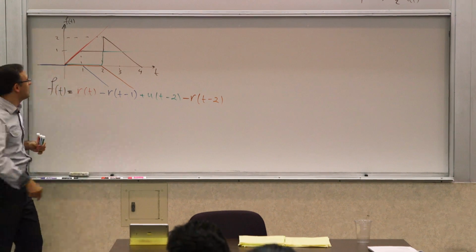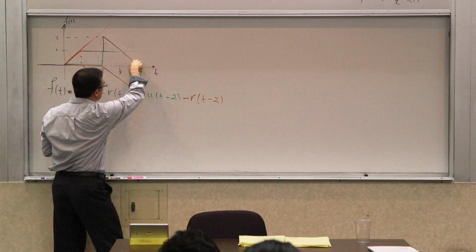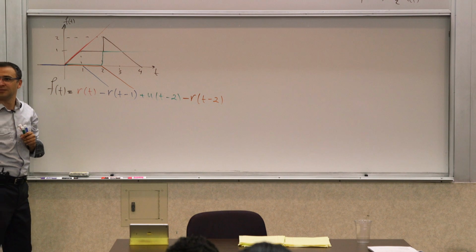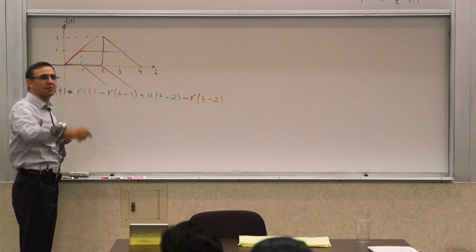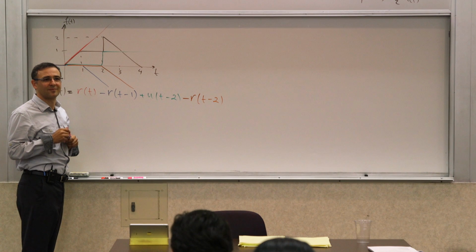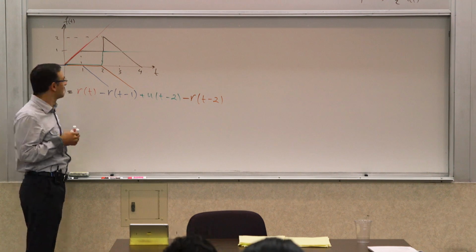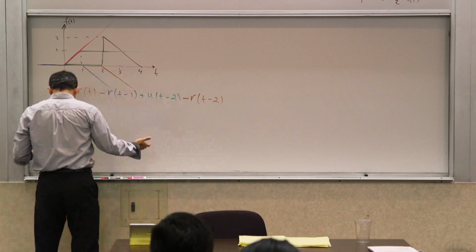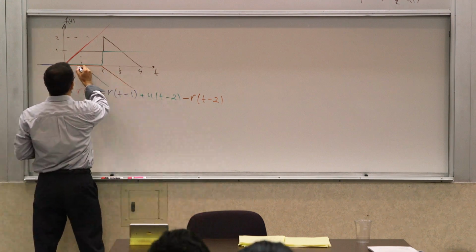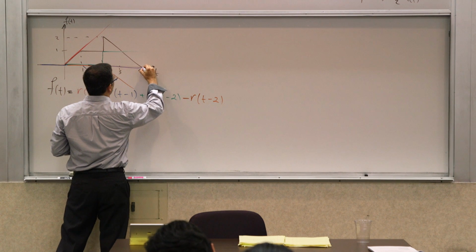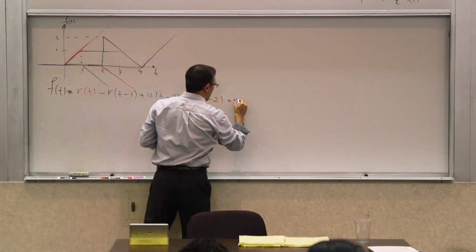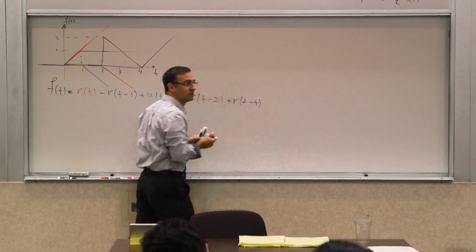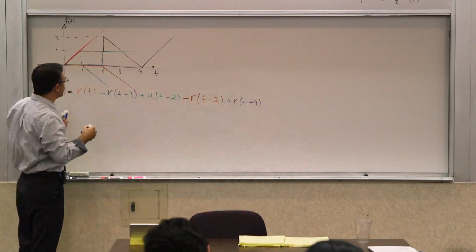So are we done? No. Because this looks like this, except that it will keep going all the way down. You have to stop it. So what's the last thing we need to add? Rohan? R of t minus 4. So plus R of t minus 4. So this guy plus R of t minus 4, and that would produce it.